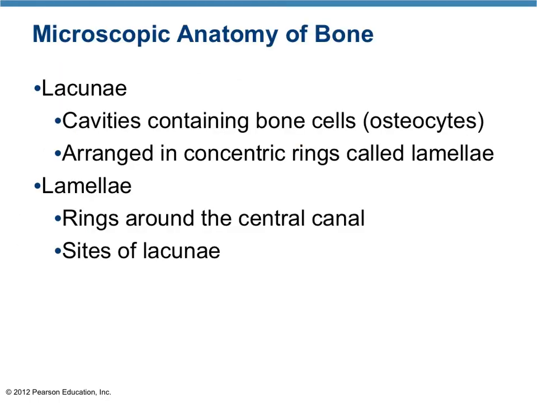Within the concentric rings of an osteon, there are things called lacunae, and they are cavities, and those are housing for the bone cells, which are also called osteocytes. Osteo means bone, and so that's why cells that reside within bone are called osteocytes. The lacunae are arranged in concentric rings, and the rings are called the lamellae. And so the lamellae are rings around the central canal, and they house the lacunae, which again house the osteocytes.